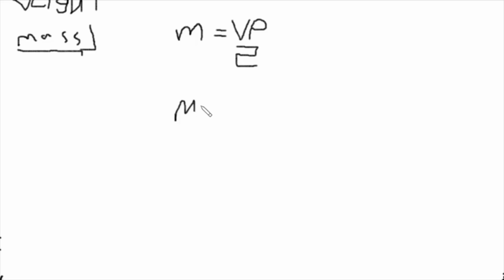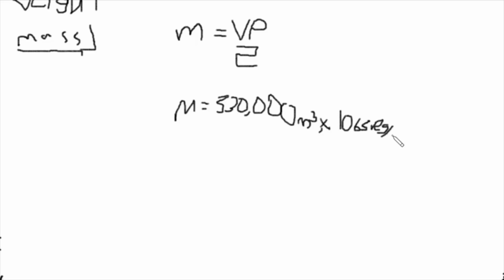Let's substitute. Mass is equal to 330,000 meters cubed for volume, and multiply that by the blood density, which is about 1063 kilograms per meter cubed. So essentially, all we need to do is just drop the unit conversion and type in our calculators.